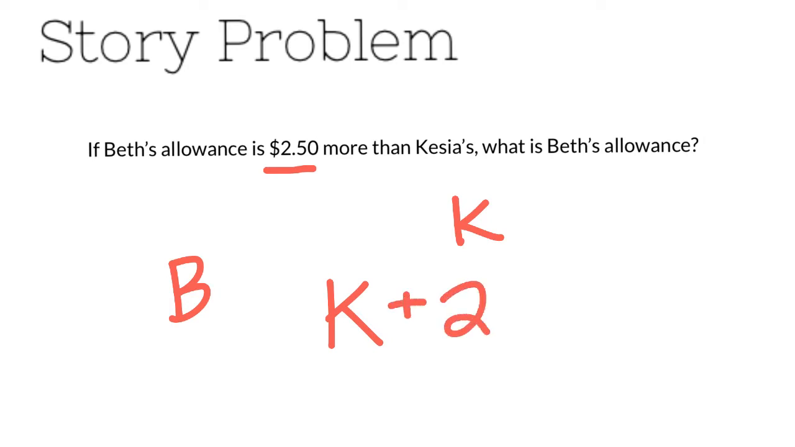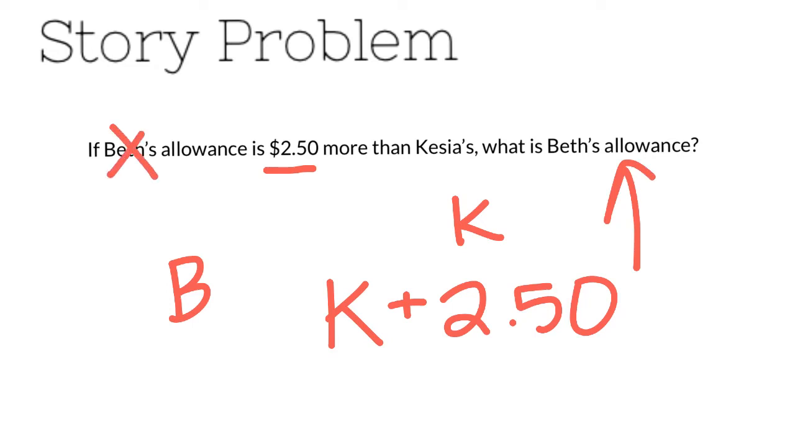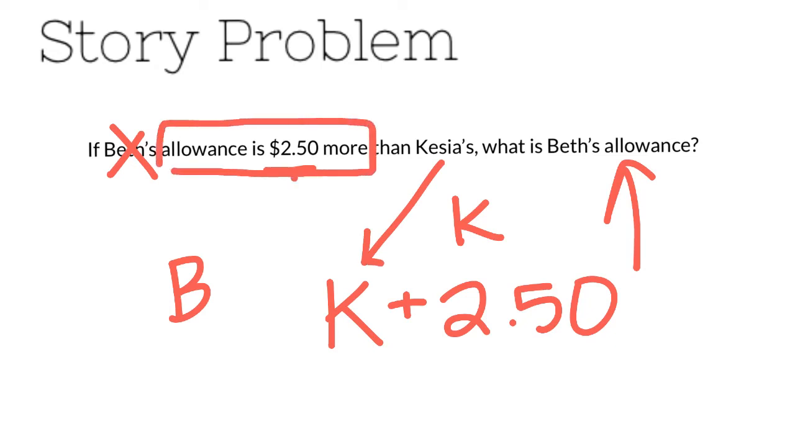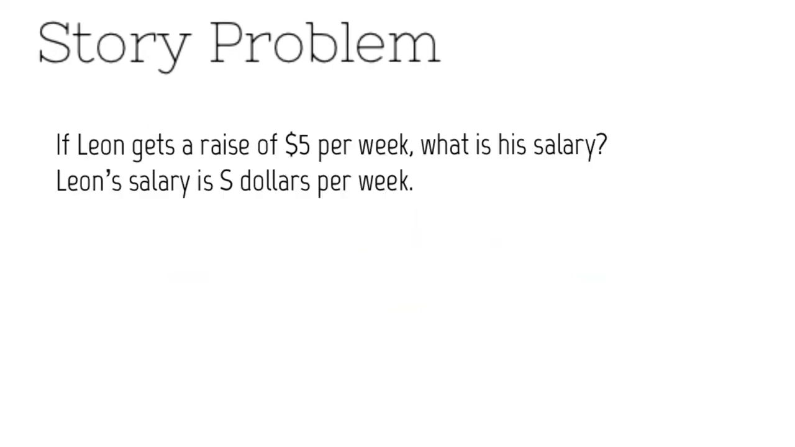So we would add that $2.50 on to Keisha's allowance to figure out what Beth's allowance was each day. So we took nothing of Beth's, we took Keisha's allowance and added that extra $2.50 that it told us, and that's it, done.